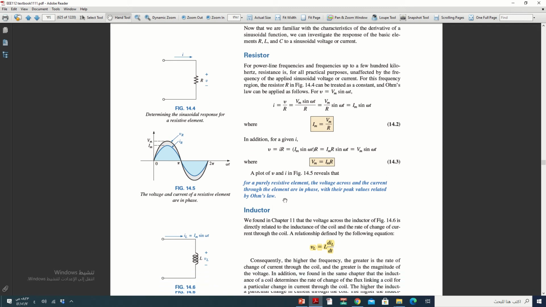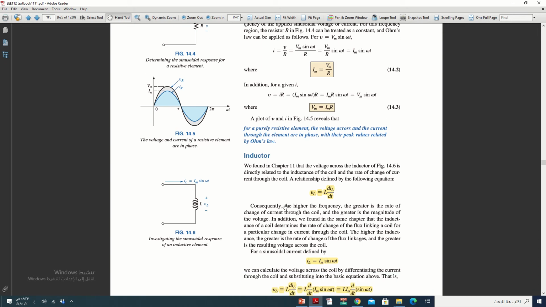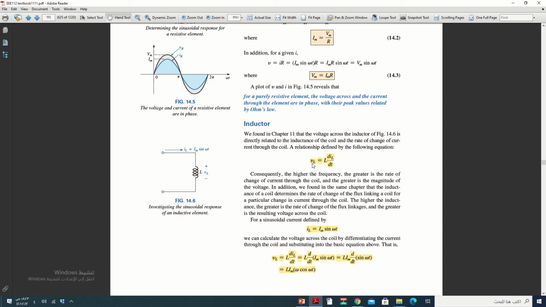Let us talk now about the inductor, similarly. We know that in electrical circuits, if we need to find the voltage in the inductor, since there is a variable current, we take the derivative of the current and multiply by the inductance L. Then we will find the voltage equation.